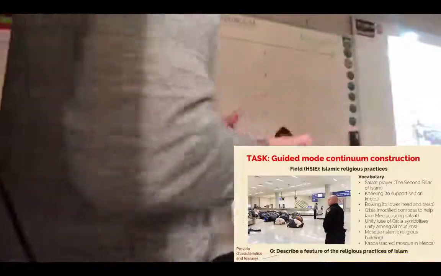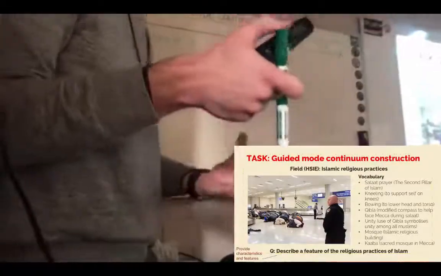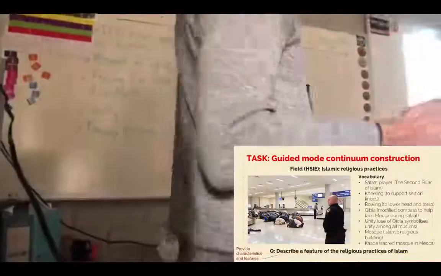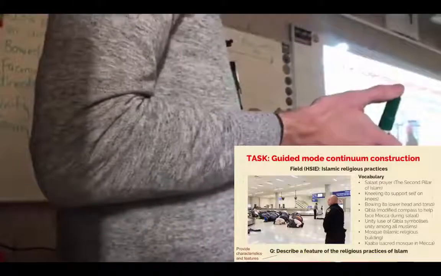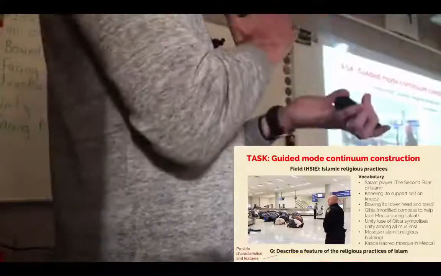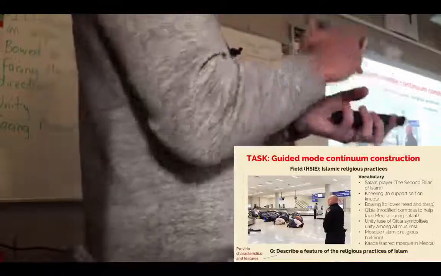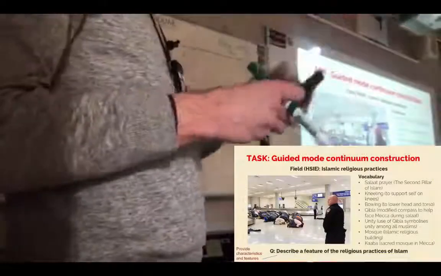You might describe it as bow to the ground or kneeling down, but it's prayer, but it's also got a specific name. So we would say the Salat prayer, which is the second pillar of Islam, something that, from my understanding, happens at certain times each day, and it's one of the 5 times a day.